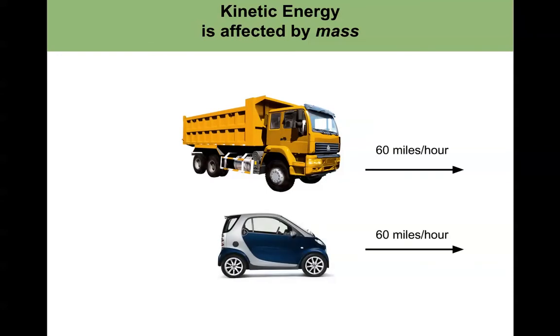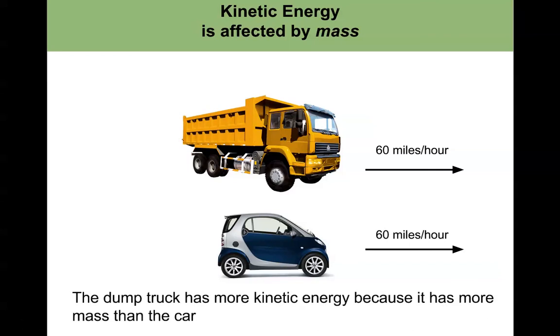Okay, now if we have two different vehicles, one really, really big, one really small, and they're both traveling at the same speed, well, think about it. If these were in a crash, or they hit a brick wall or another vehicle or something like that, the one that has more mass is going to have a greater amount of damage associated with it, to the objects that it hits and to itself, etc. Because this object here has more kinetic energy, even though it is traveling at the same speed. Dump truck has the most, the little car has the least.